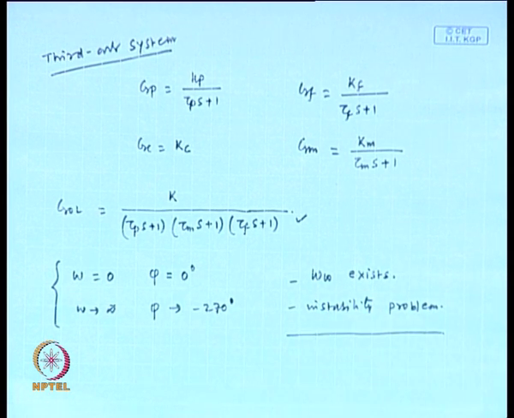Fine. So, we can note one point that up to second order system, if there is no dead time, the systems do not have any instability problem. First order system without dead time, no instability problem. Second order system without dead time, no instability problem. Third order system without dead time, instability problem is there. So, up to second order, there is no instability problem if there is no dead time.